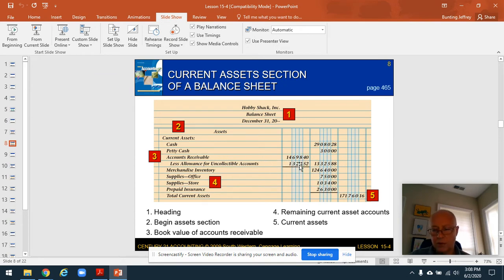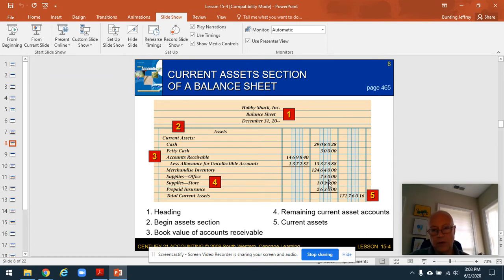We've got to report them for full disclosure or adequate disclosure. And then we derive a sum based on the difference between the asset and its contra account. So we've depreciated our merchandise inventory. We've done a physical count. This is what we've got.